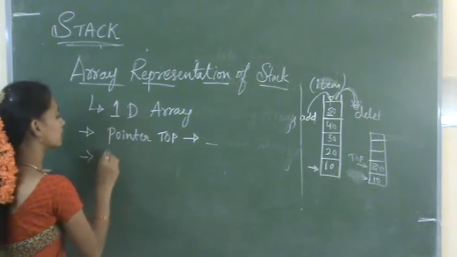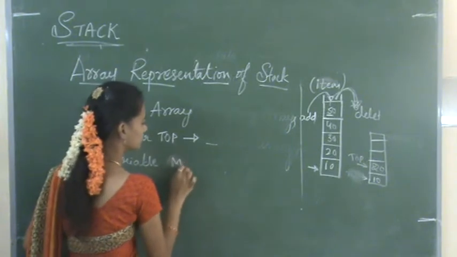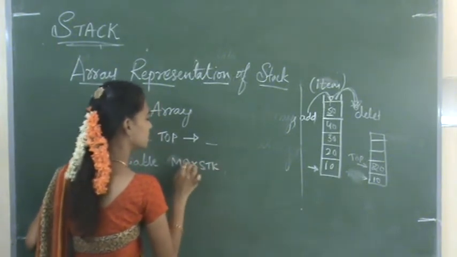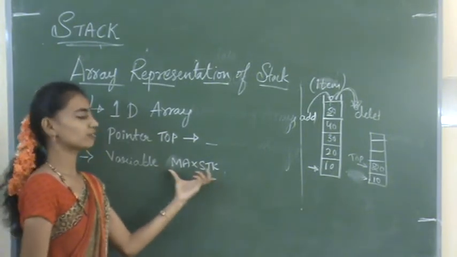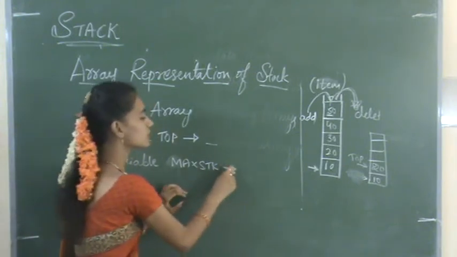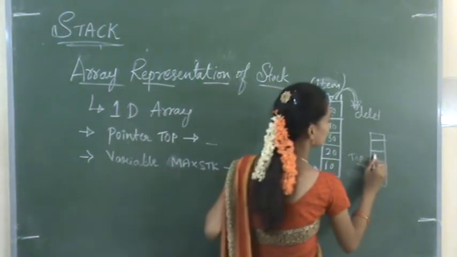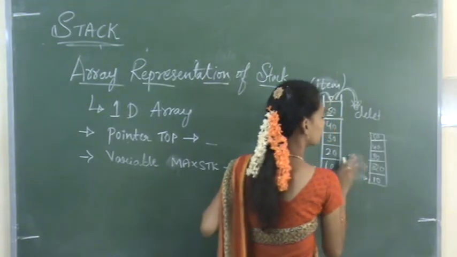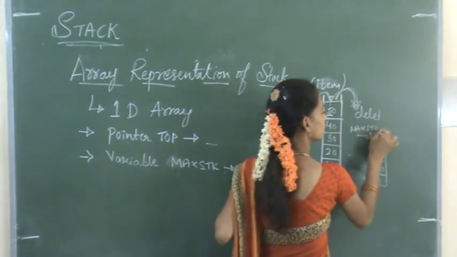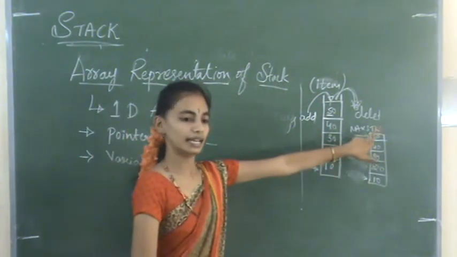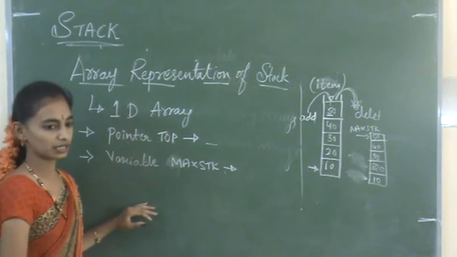And in this we are using one more variable, that is maximum stack, max STK. What is the use of this? It holds the maximum number of elements present in the stack. Suppose I inserted these many elements, now this becomes the max stack, the maximum elements inserted in the stack. These are the variables we are using in the stack.